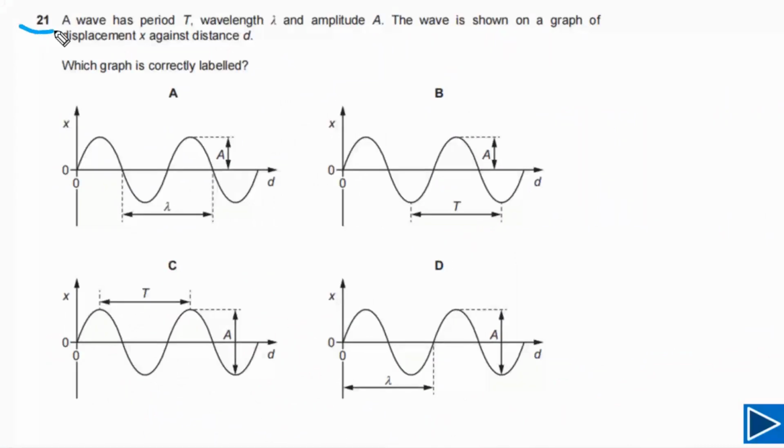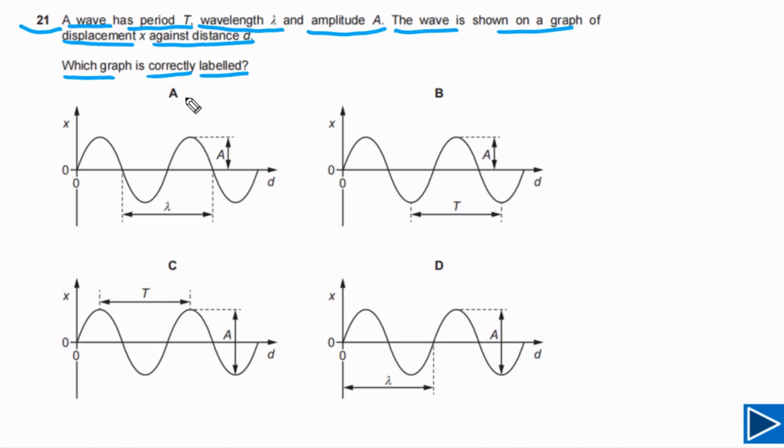For question number 21, it is given to us that a wave has time period capital T, wavelength lambda, and amplitude A. The wave is shown on a graph of displacement x against distance t. We need to find out which graph is correctly labeled.